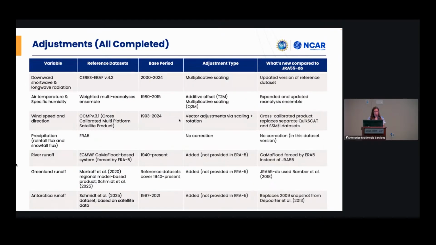Here is a table with the main adjustments that have all been completed now. On the left column are the variables that we produce with this dataset. It has all the main variables that are needed to force ocean sea ice models. Here is a summary, and I will go through each of these variables separately in a minute. What is new compared to JRA55-do is that we use newer reference datasets and a slightly different approach for the freshwater part of this product.